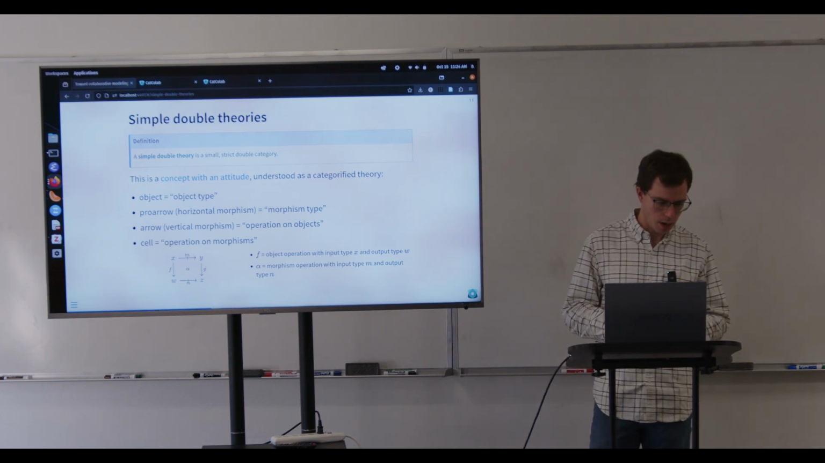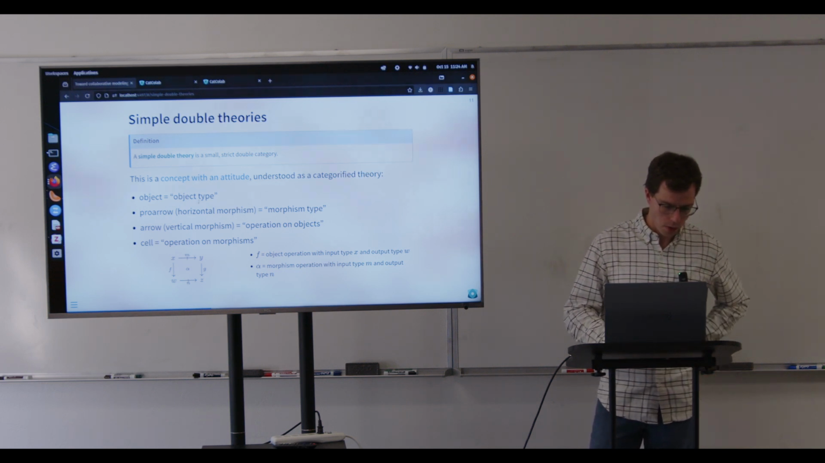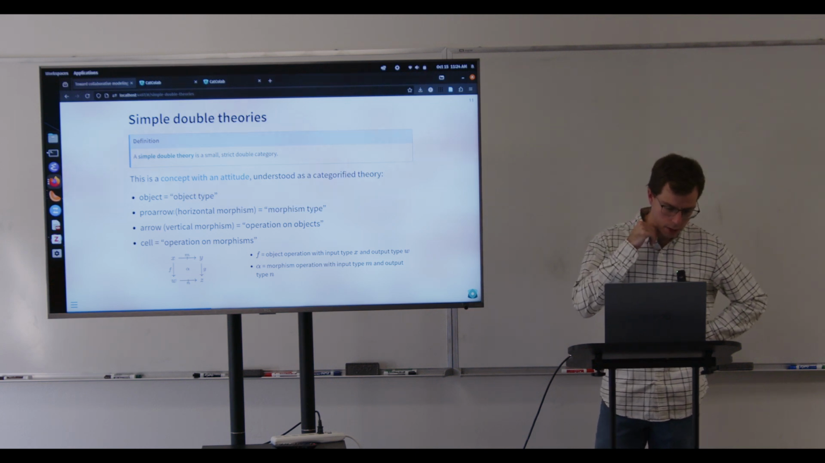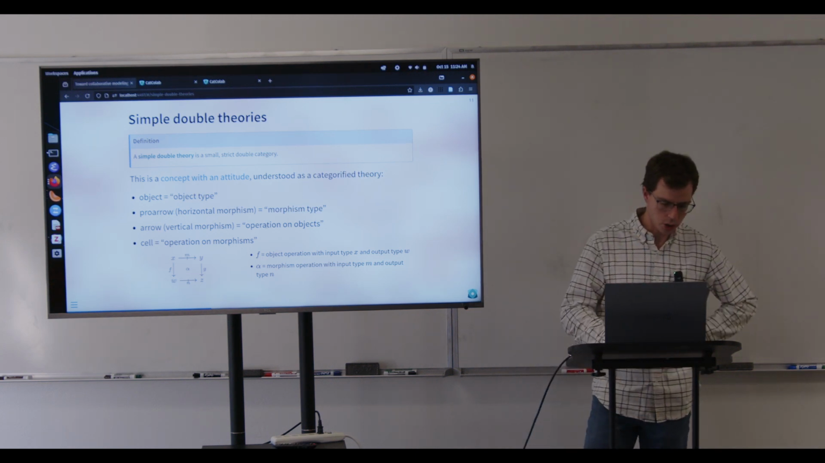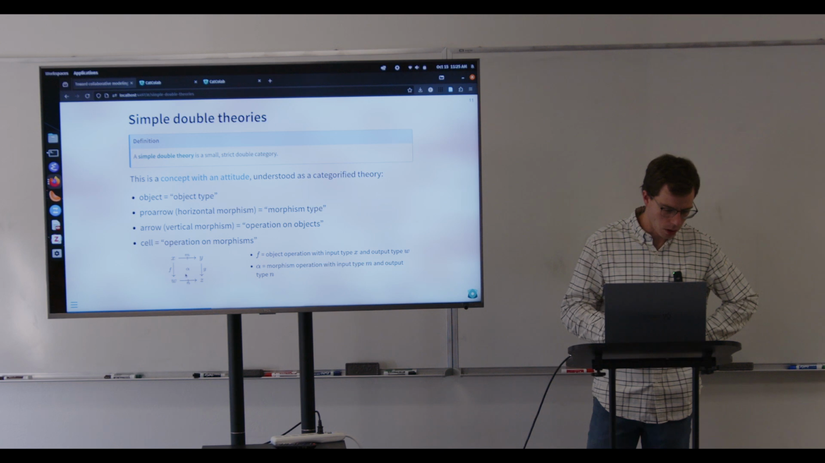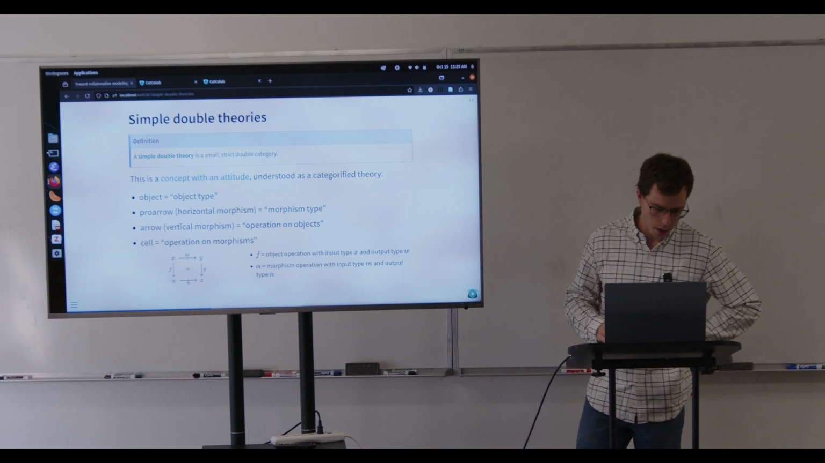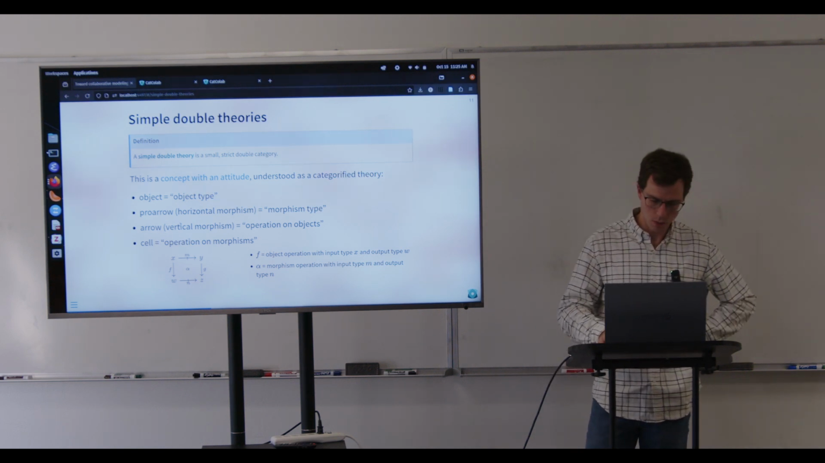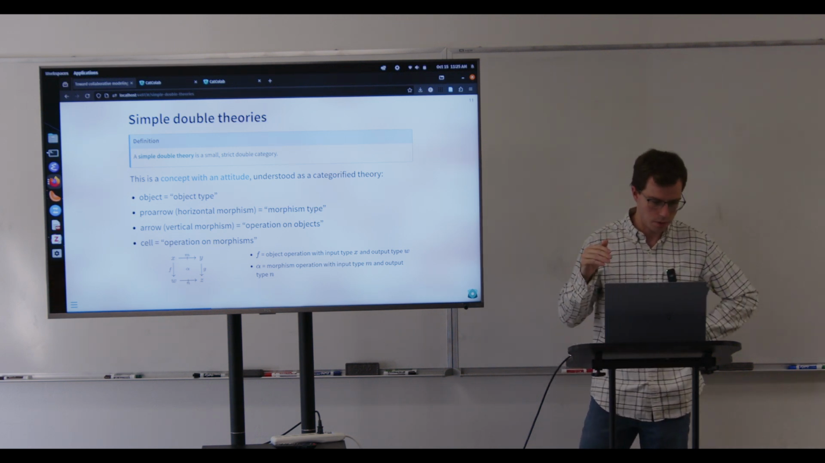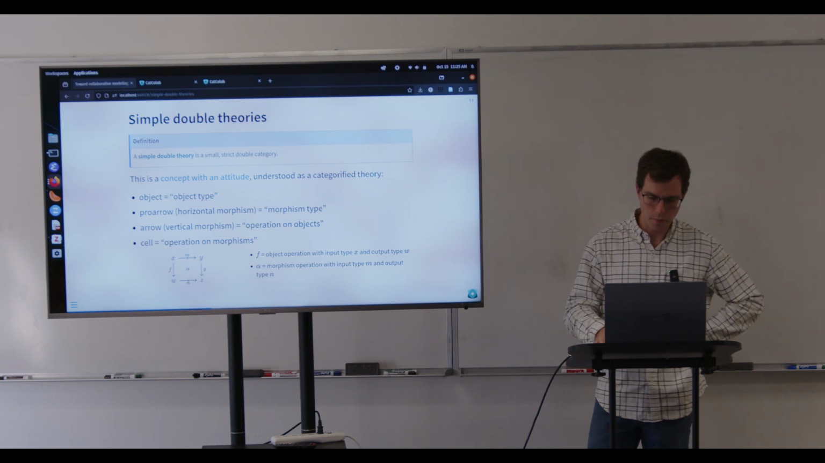So in addition to having types for objects, which are the objects in the double category, there is a kind of type for morphisms. Those are the pro-arrows or horizontal morphisms in the double category. And finally, the two-dimensional cells are operations on morphisms, which, by virtue of being a cell, include operations on the domain and on the source and target object types as well. So that's the very outline of an idea of how you can start to think of a double category specifying some kind of logic that has to do with a categorical structure rather than merely a set theoretic one.